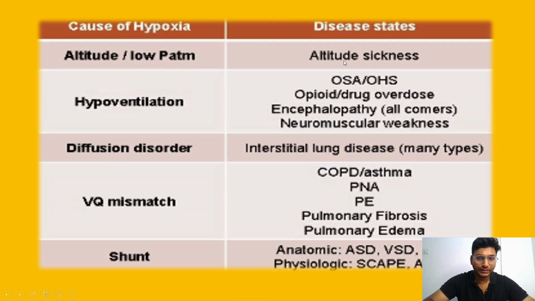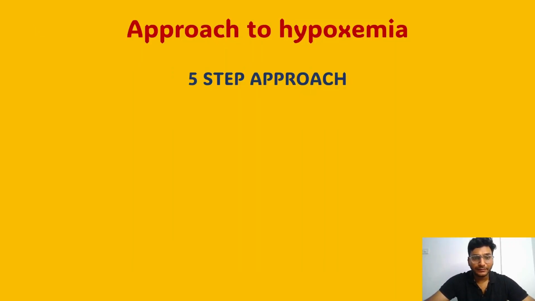So high altitude sickness, hypoventilation, such as in case of OSA, any opioid poisoning or neuromuscular disorders, diffusion disorders like ILD, and ventilation mismatch, which you can see in a destroyed lung in case of COPD or pulmonary embolism or fibrosis. And shunt, as you see, the anatomic includes the ASD and VSD, and physiologic includes the shunting because of the severe abnormal shunting of the blood. Okay, so how will you approach the hypoxemia here?